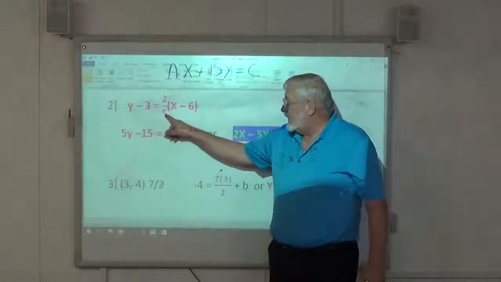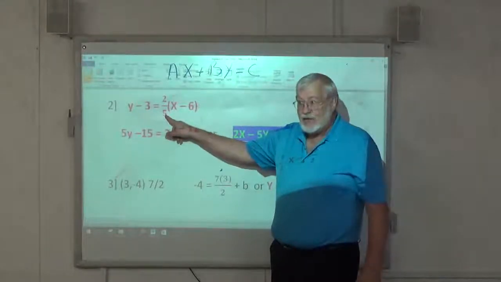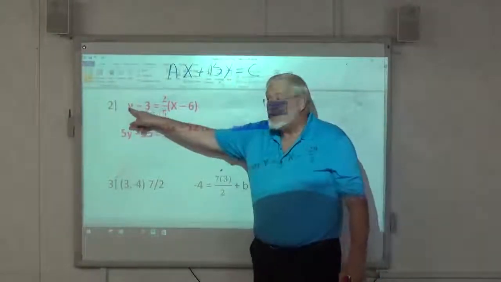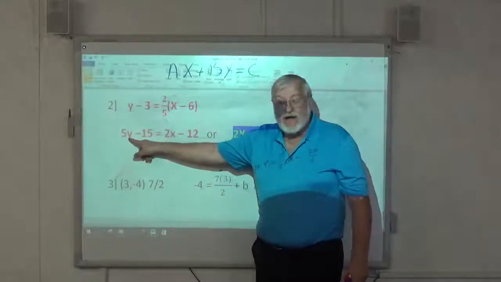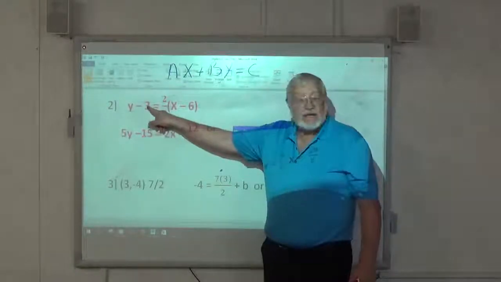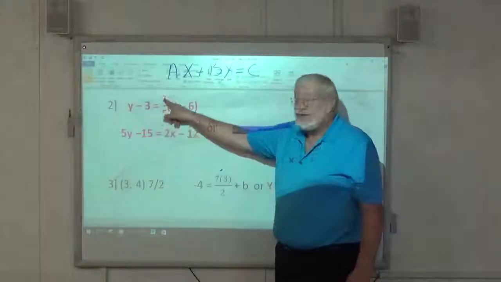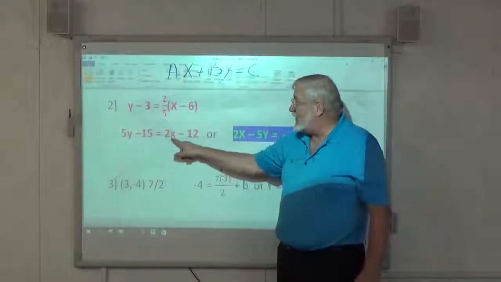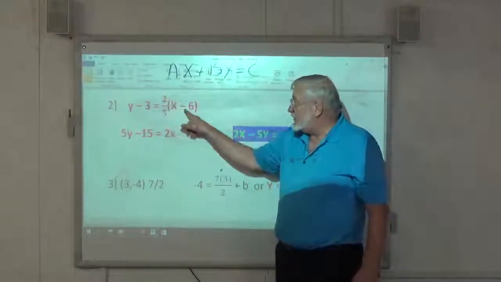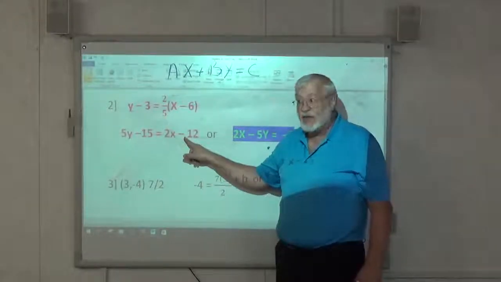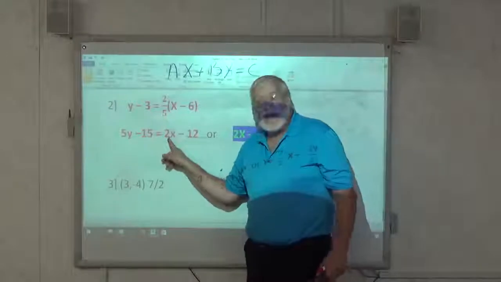All right. If I take this and clear the 5, 5 times y is 5y. 5 times negative 3, negative 15. Then I have a 2 left. 2 times x is 2x. 2 times negative 6 is negative 12. Now, is the x positive?